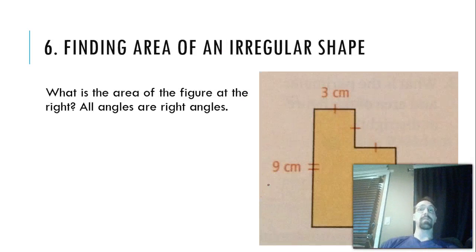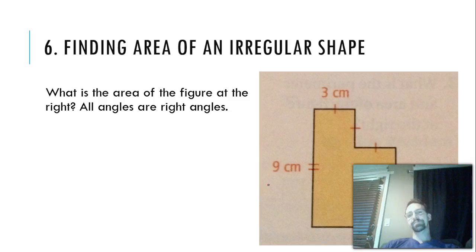Now we're going to find the area of an irregular shape. So this says, what is the area of the figure at the right? All angles are right angles. Go ahead and copy this down. If you need to pause the video, go ahead and do so. So it says, what is the area of the figure at the right? All angles are right angles.